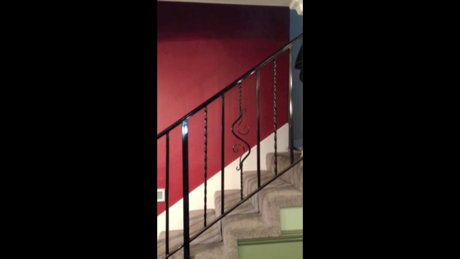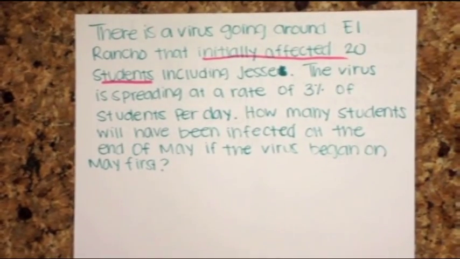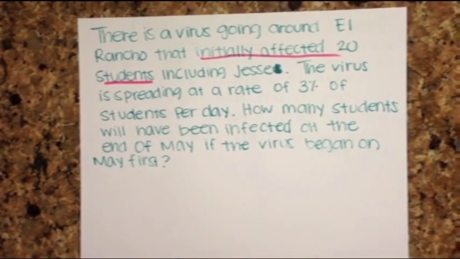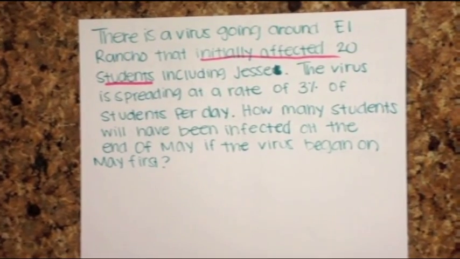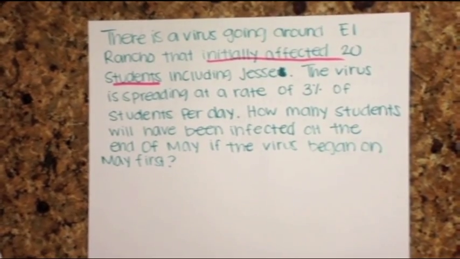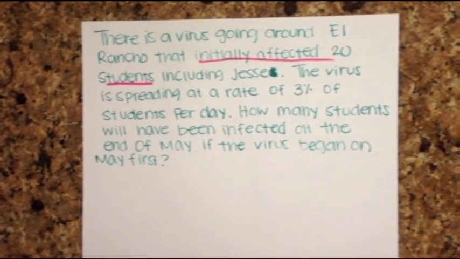There is a virus going around El Rancho that initially affected 20 students, including Jesse. The virus is spreading at a rate of 3% of students per day. How many students will have been infected at the end of May if the virus began on May 1st?